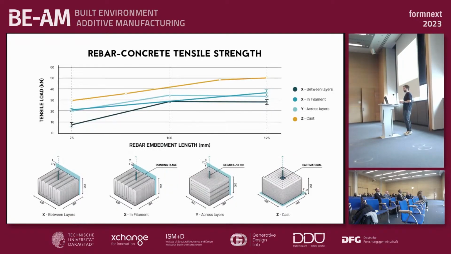The third test series was running pull-out tests, so to evaluate the rebar concrete adhesion and the tensile strength in the different printing directions. And besides the Z specimens, where we cast material and put the rebar in the cast material, the best performing printing direction was the one where we embedded the rebar along the printed layer.